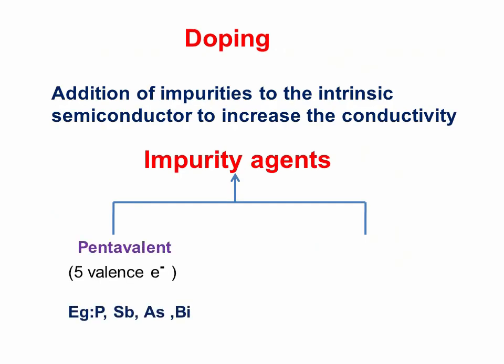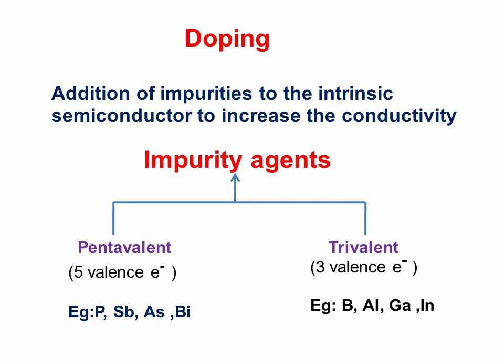Next important process name is called doping. Doping is the process that is addition of impurities to the intrinsic semiconductor to increase the conductivity. So, how do we get extrinsic semiconductor? Adding impurities to the intrinsic semiconductor, we can get extrinsic semiconductor. That process is called as doping. Doping can be achieved by the impurities. The impurities is nothing but chemical elements.